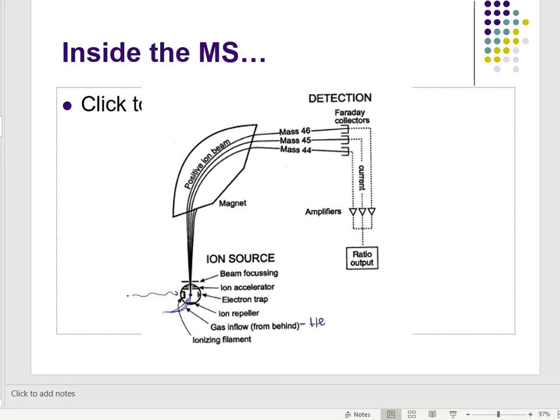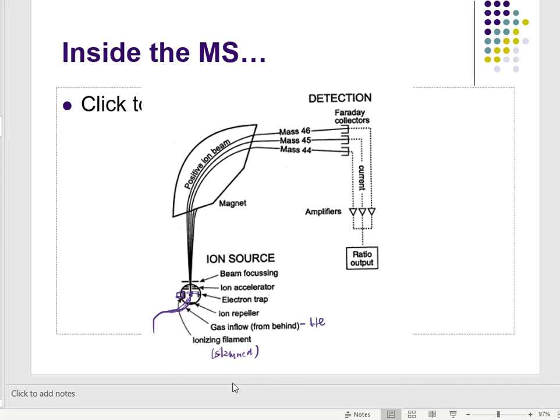I'm sorry, let me go back. It's not coming in from that direction in this diagram. It's coming in with the gas flow, right in here. So this piece is my ionizing filament, and that means that's where my electron beam is coming from. So this is where the molecule gets slammed. Maybe toothless.